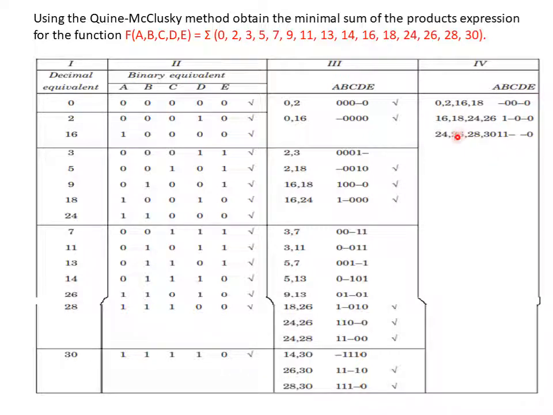These are the three combinations we are obtaining, and the unchecked combinations are prime implicant combinations, that is 2, 3, 3, 7, 3, 11, 5, 7, 5, 13, 9, 13, and 14, 30. These are the prime implicant combinations. We have to write them in the prime implicant chart to simplify the expressions.